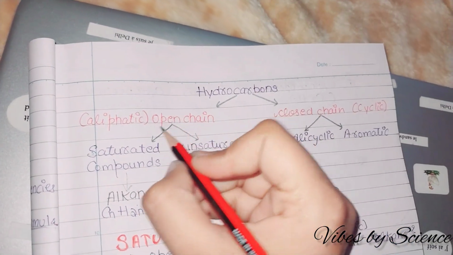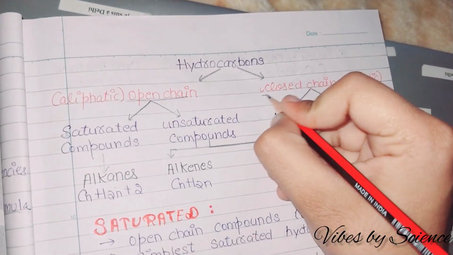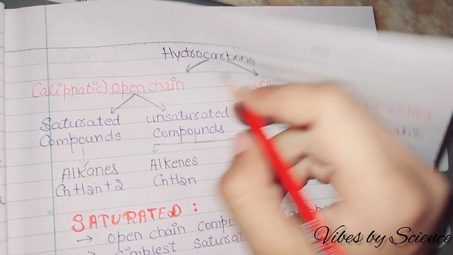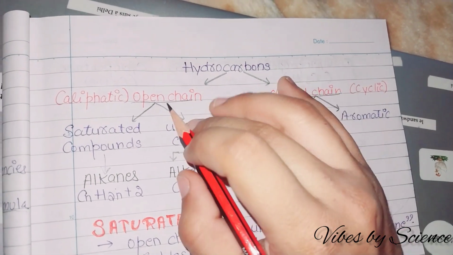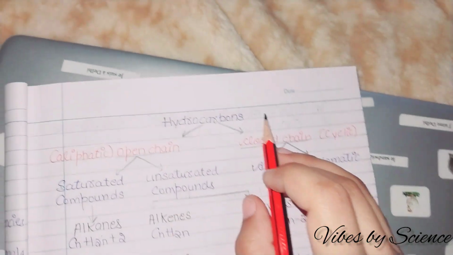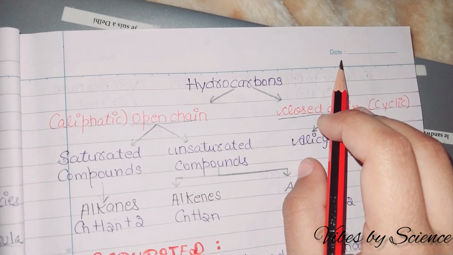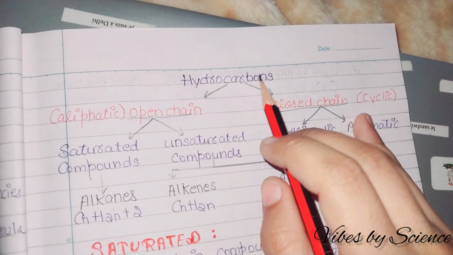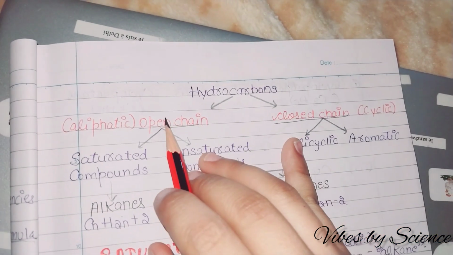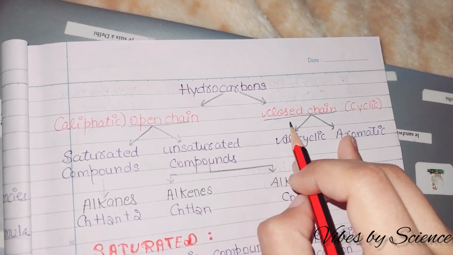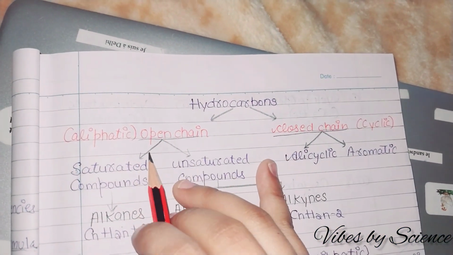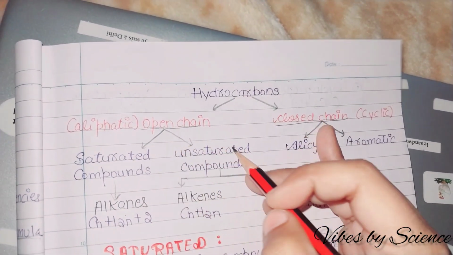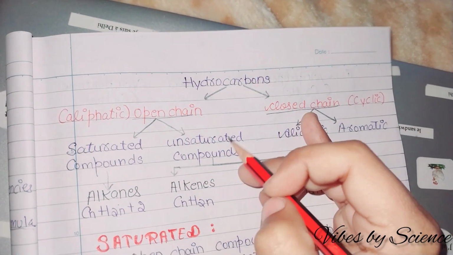First, it's open chain and closed chain. Closed chain depicts the cyclic structure and open chain depicts the aliphatic structure. So hydrocarbons are the organic compounds which are made up of hydrogen and carbon, and they are further classified into open chain and closed chain. The open chain hydrocarbons are further divided into saturated and unsaturated compounds.